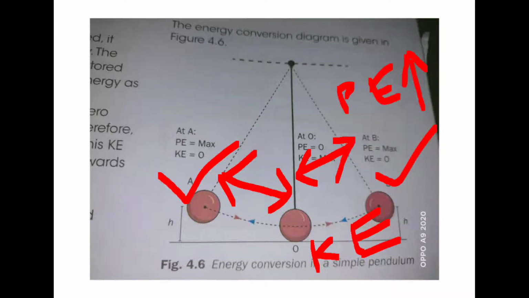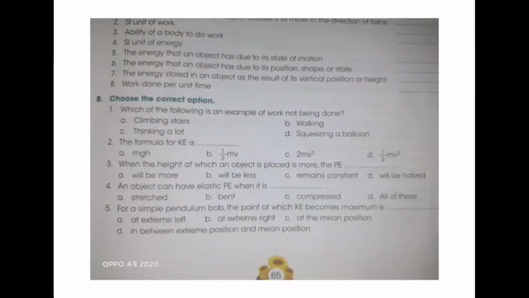So at which position is potential energy maximum? Potential energy is maximum at the extreme and kinetic energy is maximum at its mean. So O position, zero position, is called the mean position, and A and B are called the extreme positions. So what was our question? For a simple pendulum bob, the point at which kinetic energy is maximum is at its mean position.